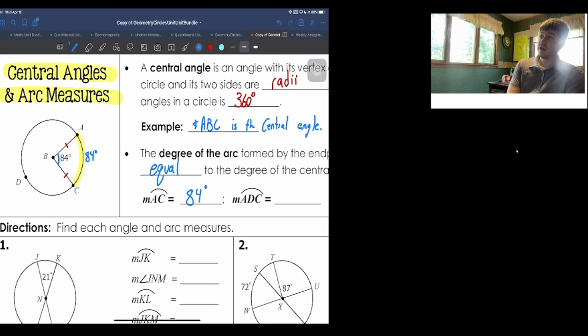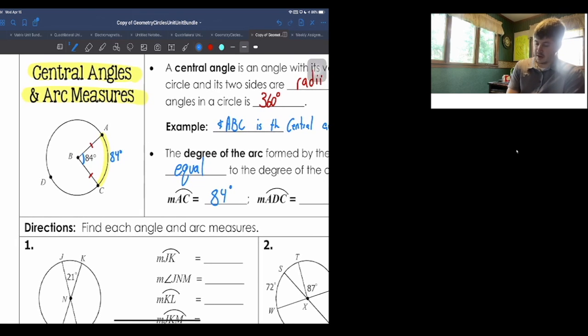But then they also ask, what is the measure of arc ADC? Well, what's arc ADC? That's a major arc. So you have to start with A, go all the way around to D, and then end with C. What is the measure of this arc? Well, the part of the circle is 84. We just said that the whole circle is 360.